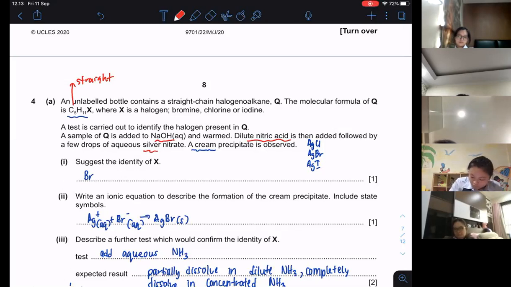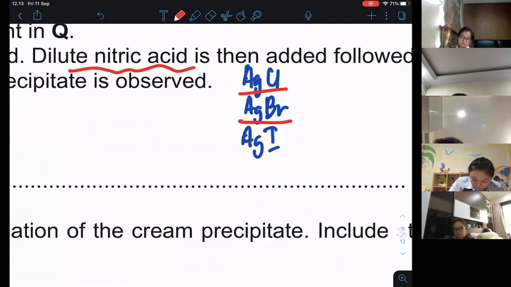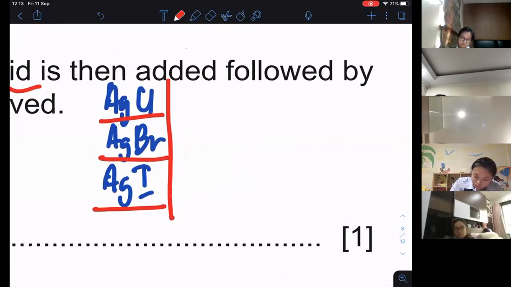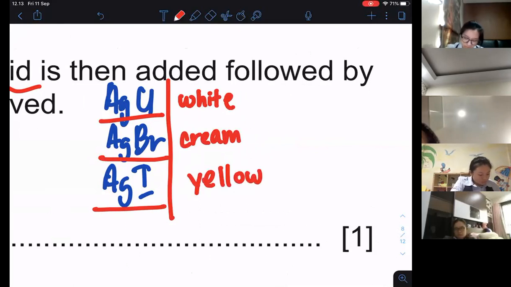So there are three possibilities. You might get silver chloride, silver bromide, or silver iodide. And in chemistry, you need to know all the precipitate colors. Nicole, Trisha, can you give me the precipitate color for silver chloride? Jody? White. Silver bromide, cream, then yellow for silver iodide.